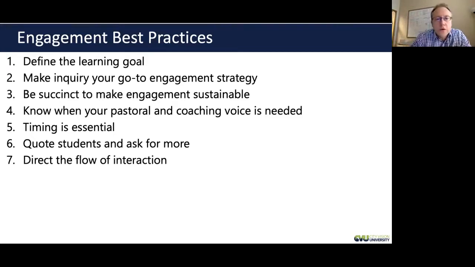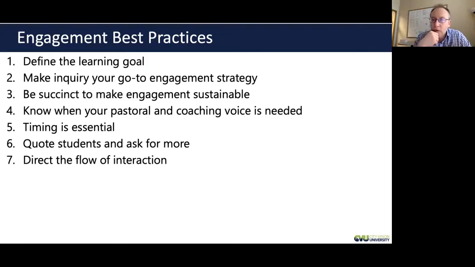Number 4, know when your pastoral and coaching voice is needed. When is your student struggling, or when is the post that they're putting in intersecting with their lives on a real heart level? Or maybe when do you need to press it into a heart level? Maybe they're stuck in their head and they need you to help them descend into their heart. I think of it as almost making an affective scan of a student's contribution to see what's going on there and what they need.